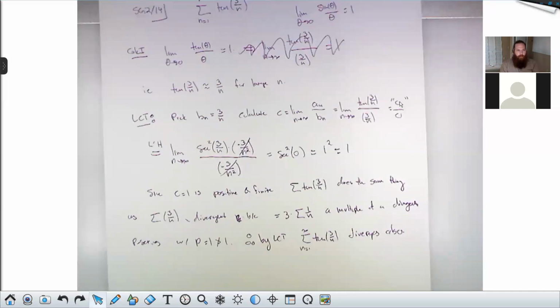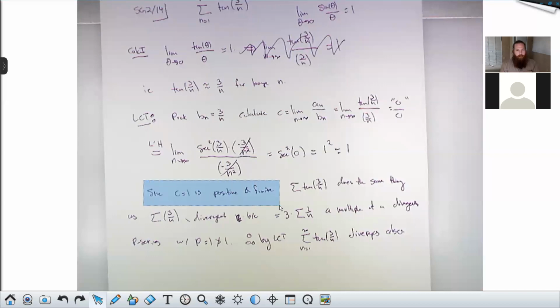The series here does not diverge because the limit came out to 1. Because the limit came out to 1, which is positive and finite, the two series do the same thing. That's how LCT finishes. So because that limit was 1, these two series do the same thing. And then I can conclude that my series diverges because I know that this series diverges. So I say Joe goes the same place as Sally, Sally goes to divergent land, so Joe goes to divergent land. That's the way it goes.